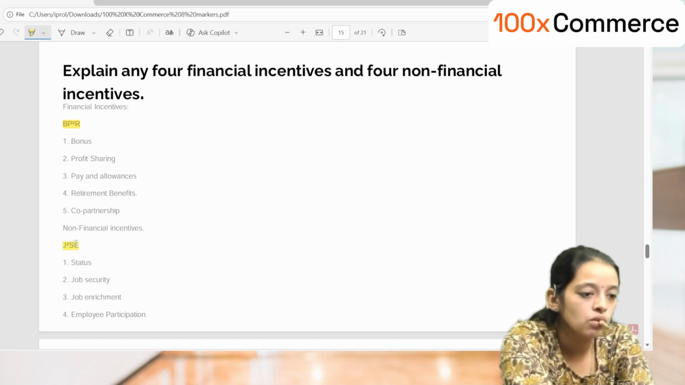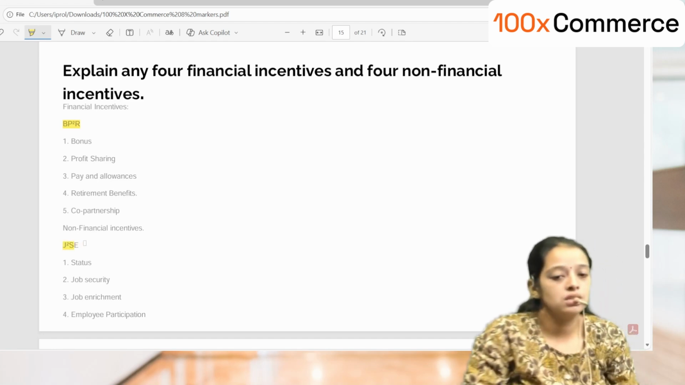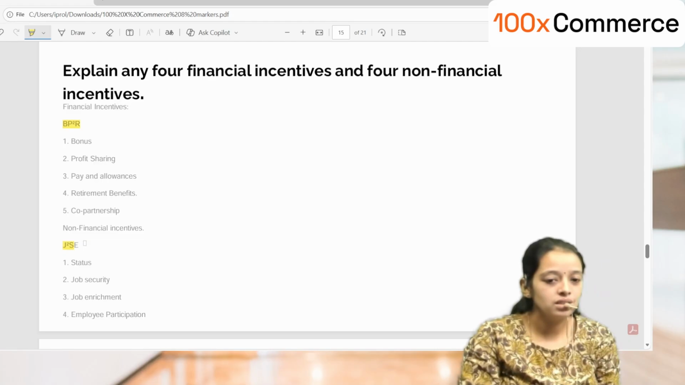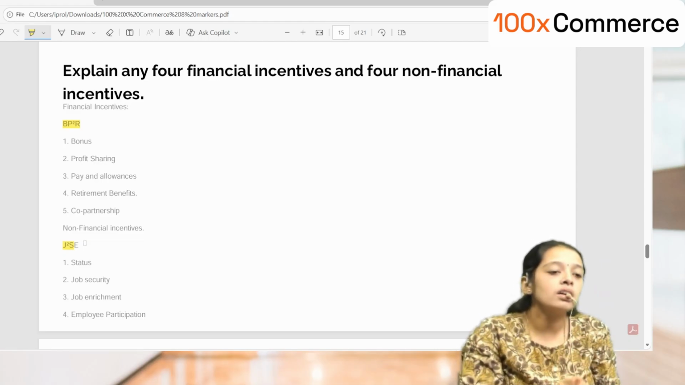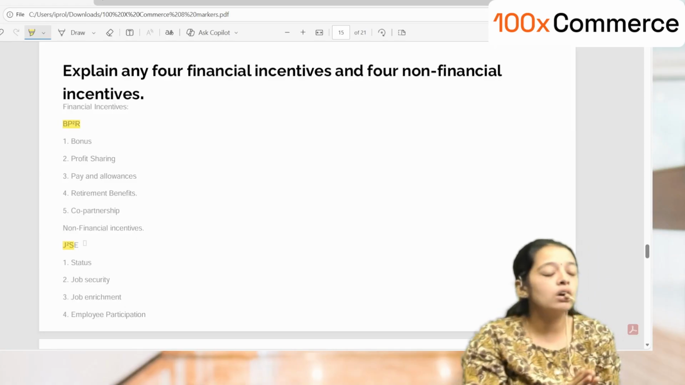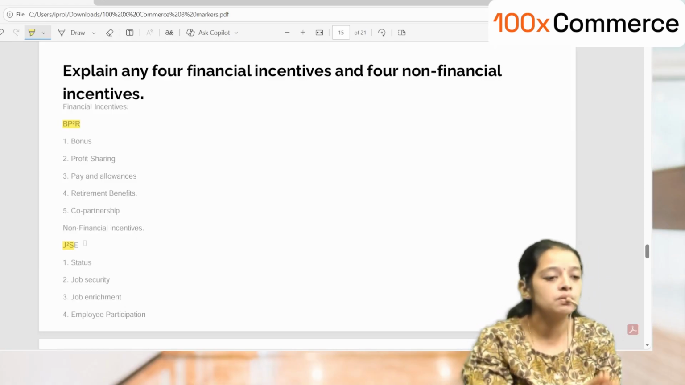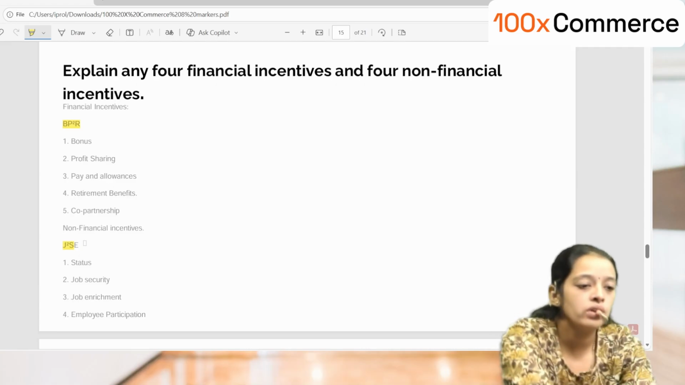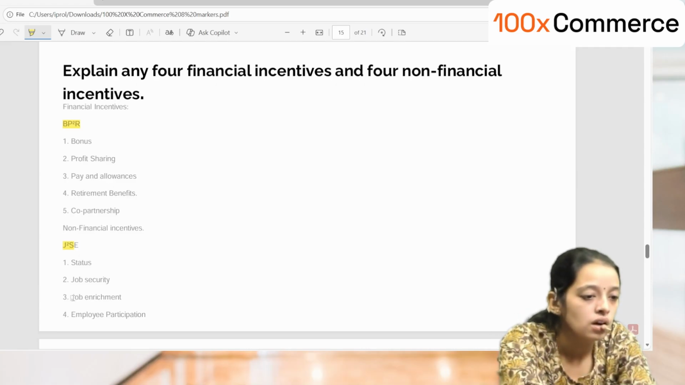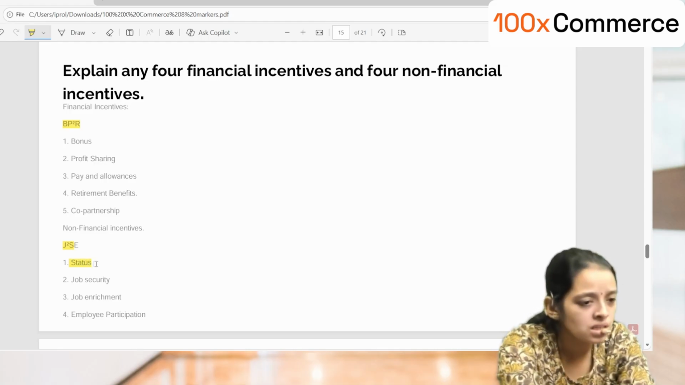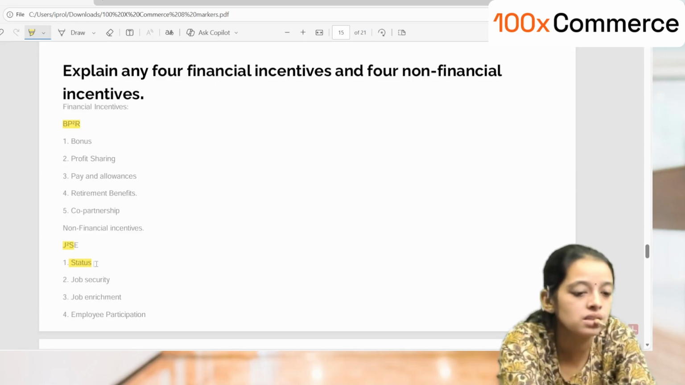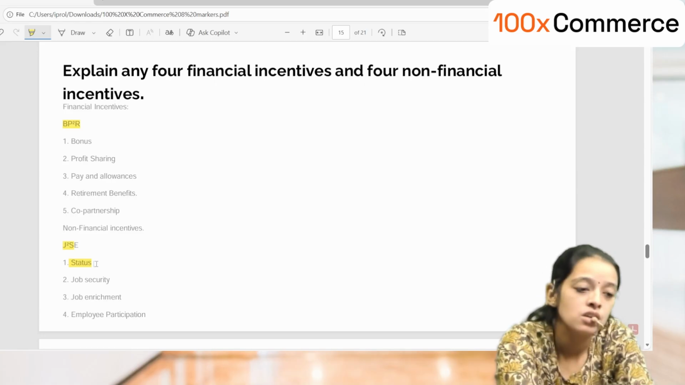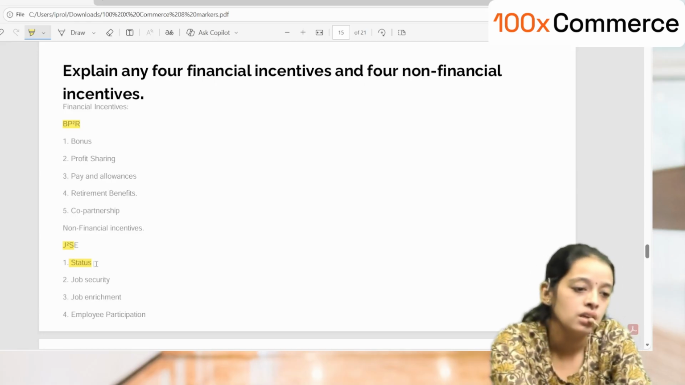Next one, moving on to the non-financial incentives. Basically, in non-financial incentives, the incentive is not expressed in terms of money or paid in terms of money. Say for example, status: a particular designation that is given to the person, or a respect that is given to the individual person. That is a non-financial incentive.